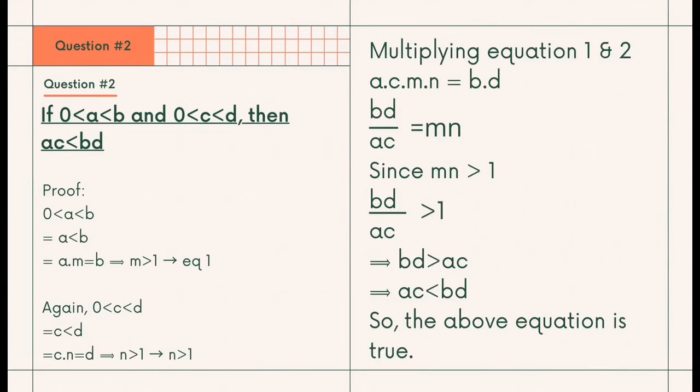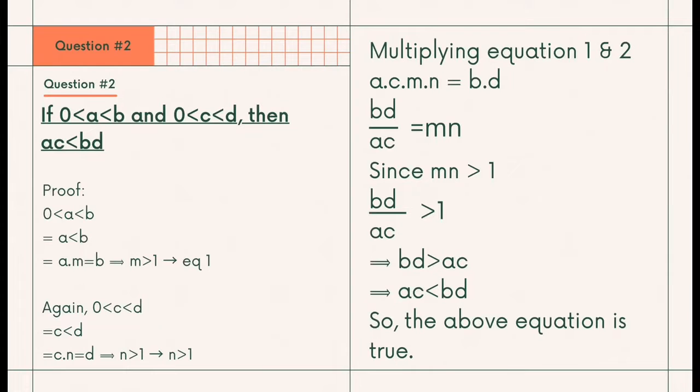For question 2, if 0 < A < B and 0 < C < D, then A times C is less than B times D. For the proof, 0 < A < B is equal to A < B, and then A times M equals B. In this case, M > 1, for equation 1.